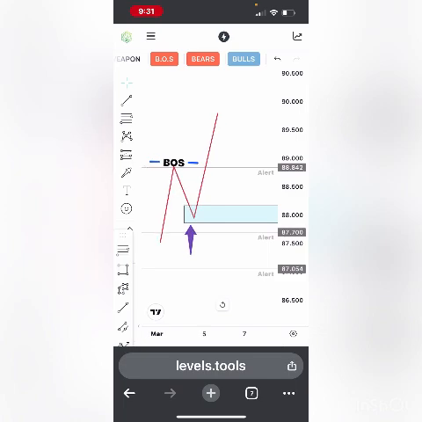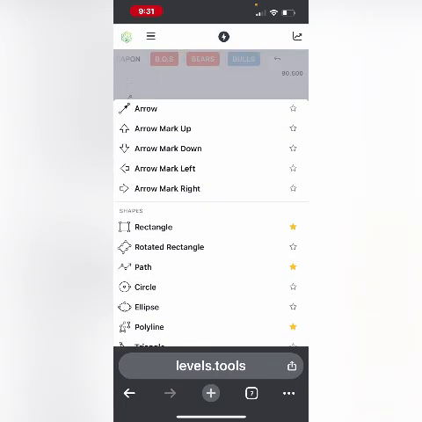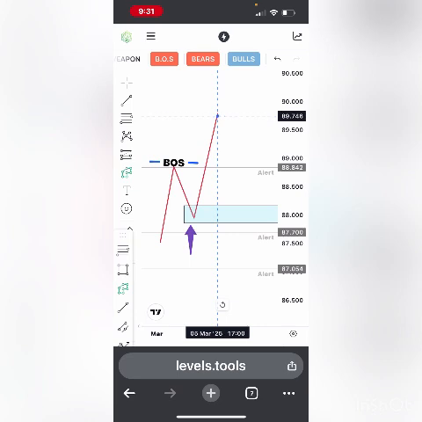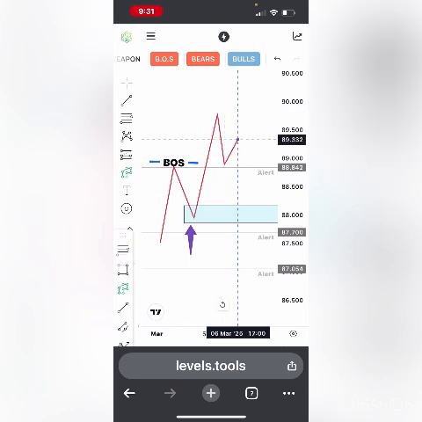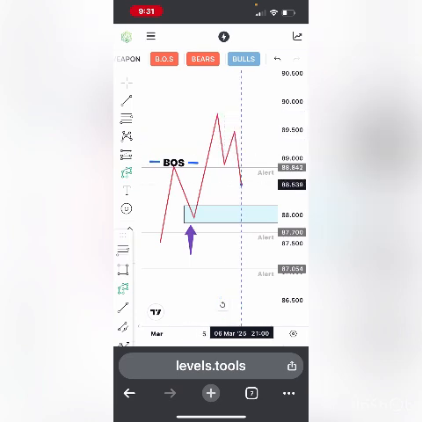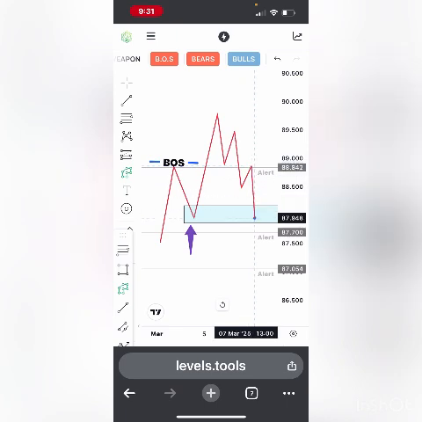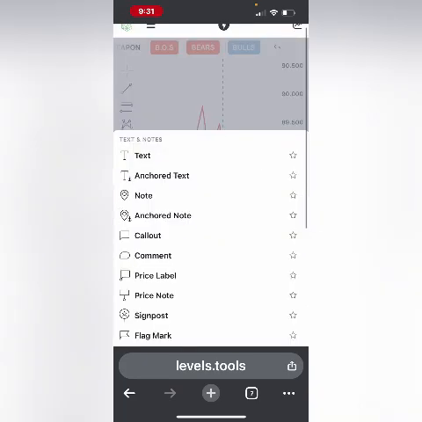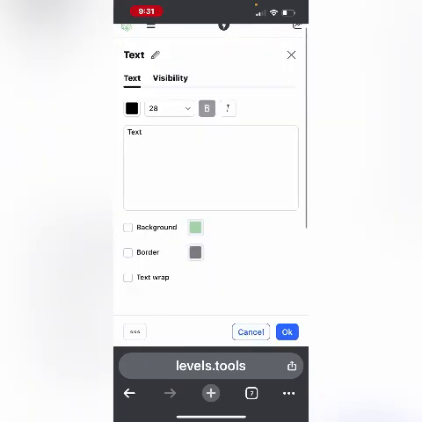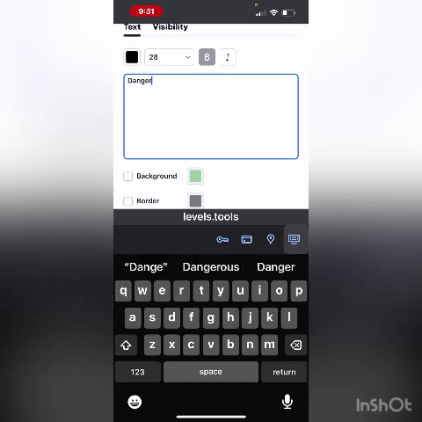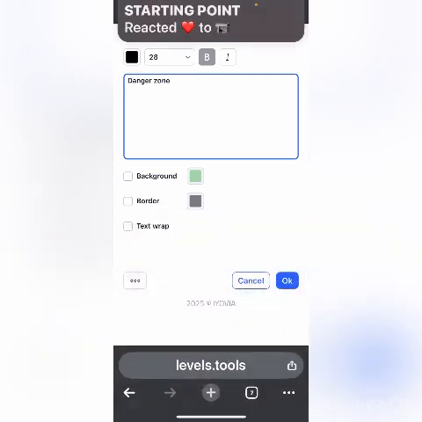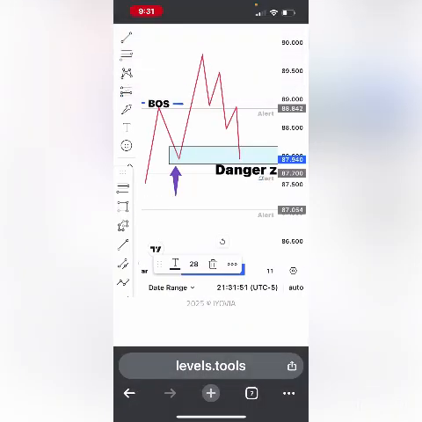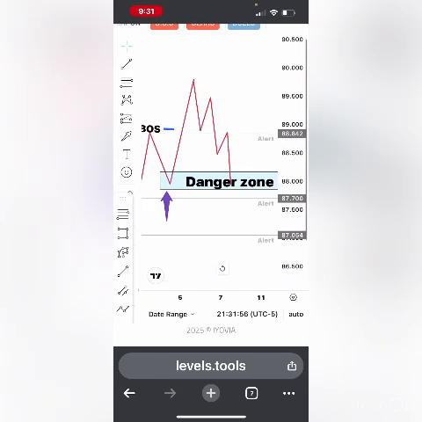Now, there's two ways that you can use this. If I'm looking for a continuation setup, well, I'm just waiting for the market, on a higher time frame, to come back and retest and touch this box right here. Once they retest and touch that zone, this is what I like to call the danger zone, okay? So I call it the danger zone because we can't guarantee that the market is going to react off of that level. I mean, that's going to buy off that zone. Because sometimes they might hit that zone and continue to drop down.